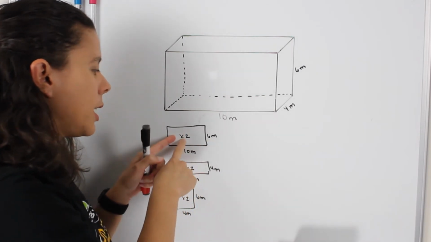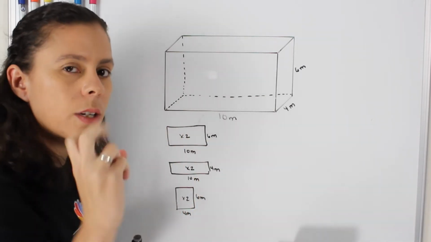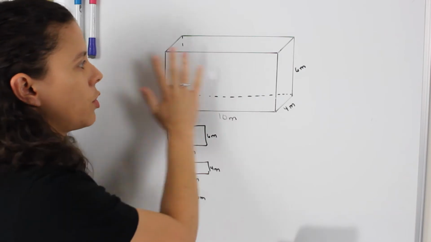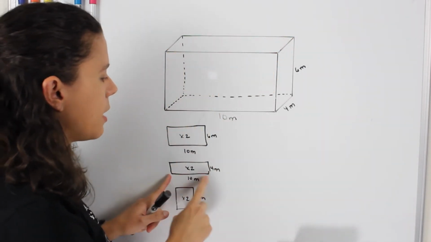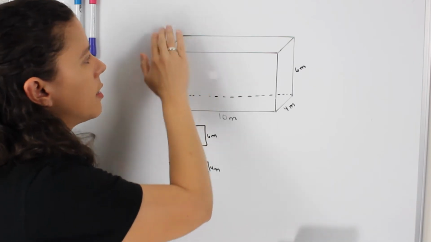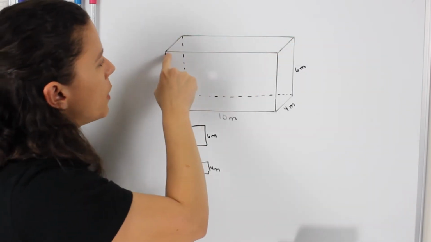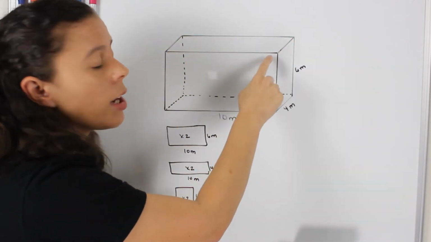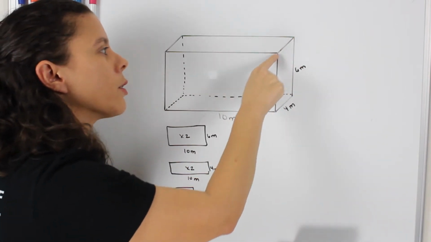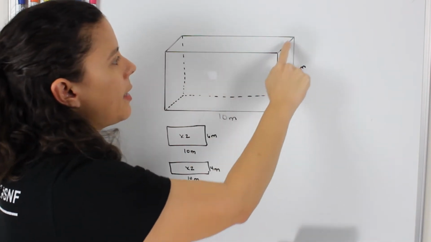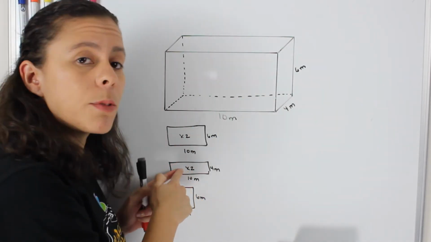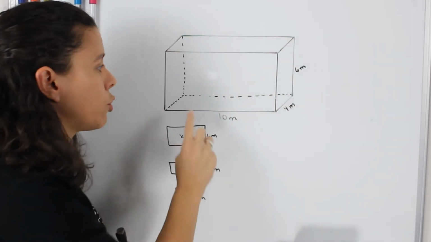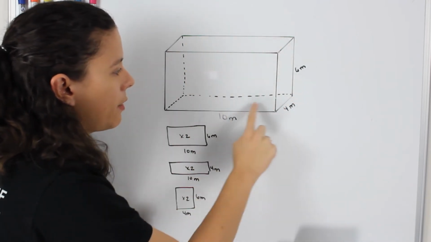And I wrote here a little note for myself, ×2, because I know there are 2 that are identical, which is the front and the back. The second one would be a 10 by 4, because it would be the top part right here, which would be 10 meters long and 4 meters wide. So it would be a 10 by 4 rectangle at the top. Again, it's ×2 because I'm going to have 2 of them. So I have the top and I have the bottom.